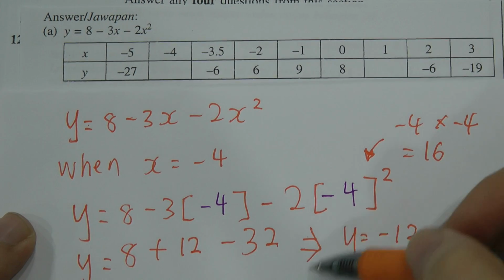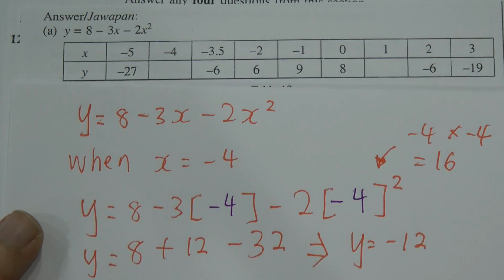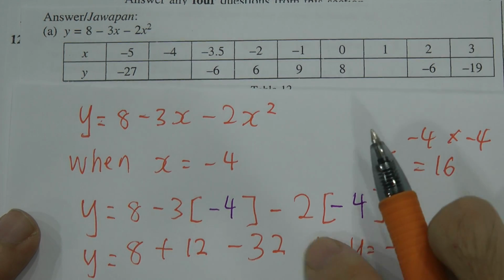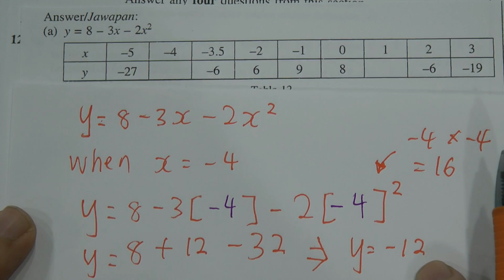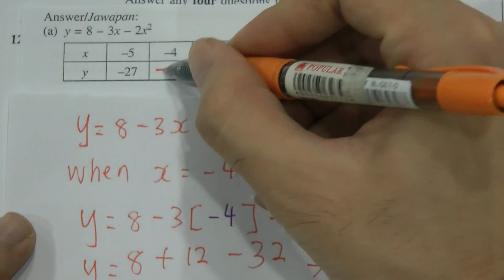Of course, in the exam you don't write this symbol like me. You just write y will equal to -12. Here I want to save space, so I just write like this. Don't write this symbol. So y will equal to -12. Therefore, for the first one, you just write in here y will equal to -12.